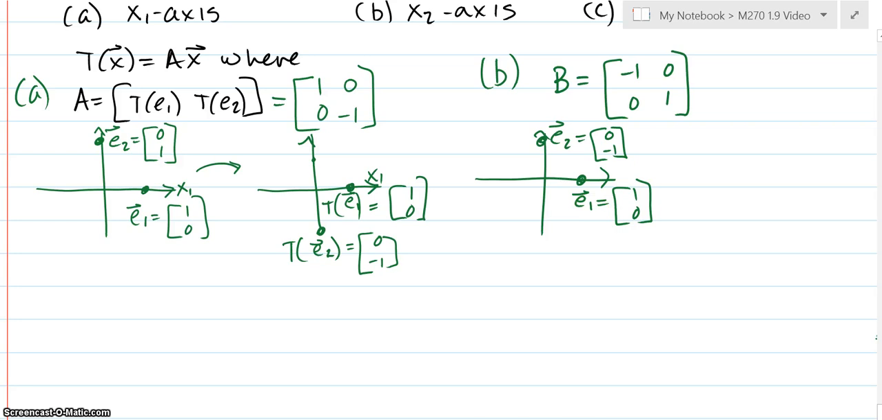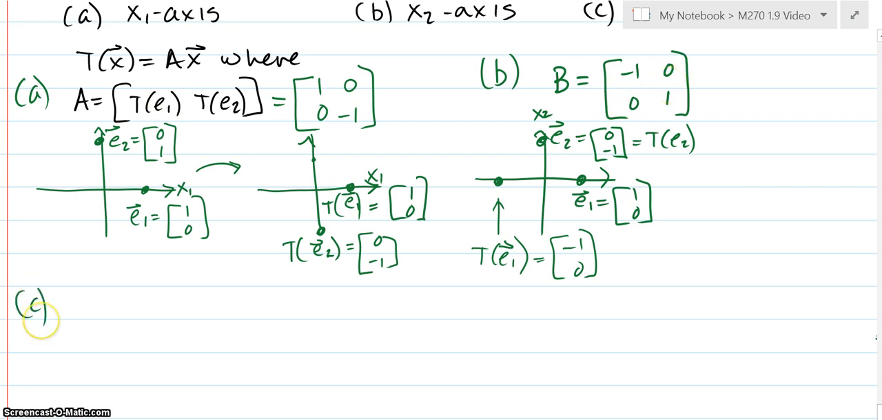You can also do a little shortcut on this. Now we're going to reflect along the X2 axis, and X2 is right there. So T of E1 is going to be right there, -1, 0. T of E2 will stay the same, because if you reflect something along the X2 axis, like a big mirror, this one would stay the same. So that would be the T of E1, and that would be the T of E2.